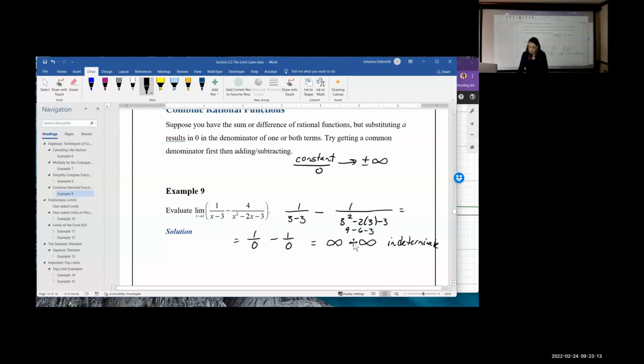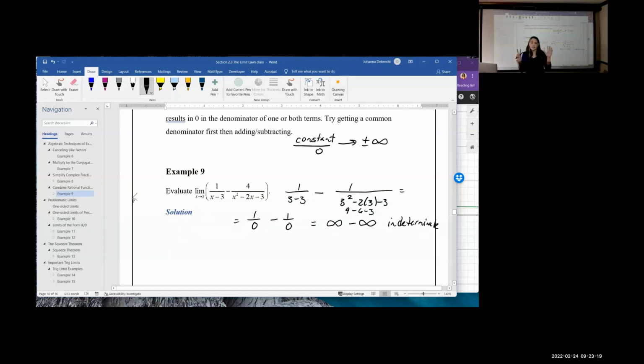So this is what we call another indeterminate form, 0 over 0 and infinity over infinity. There are 7 indeterminate forms, and we will study all 7 this semester when we get to L'Hopital's rule, which is one of the biggest rules in all of Calculus 1, right? So how do we handle this? We have this tug of war. We have infinity minus infinity.